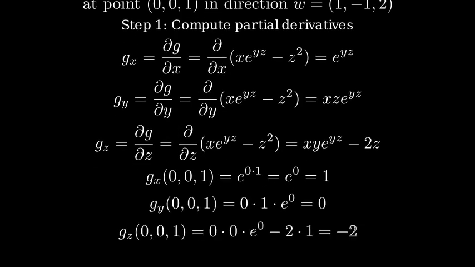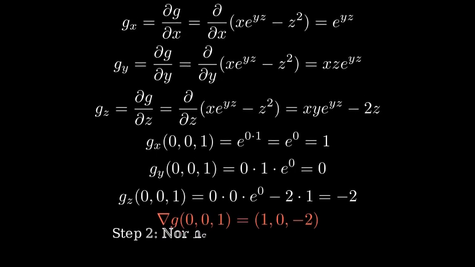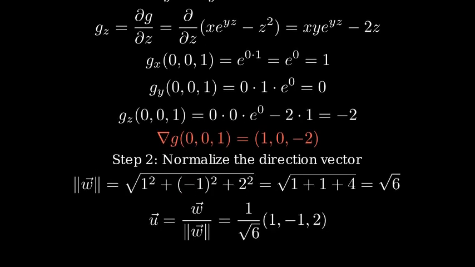Evaluating at the point 0, 0, 1, g sub x equals e to the 0, which is 1. G sub y equals 0 times 1 times e to the 0, which is 0. G sub z equals 0 times e to the 0 minus 2 times 1, which is minus 2. So the gradient at 0, 0, 1 is 1, 0, minus 2. Step 2. Normalize the direction vector. The magnitude of w is the square root of 1 squared plus minus 1 squared plus 2 squared, which equals the square root of 6. So the unit vector is 1, minus 1, 2 divided by the square root of 6.